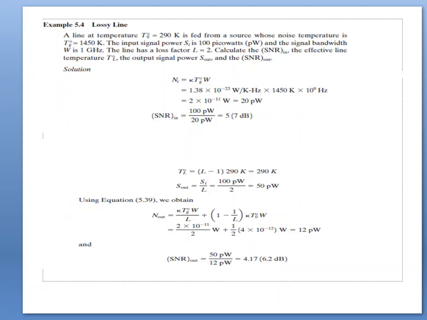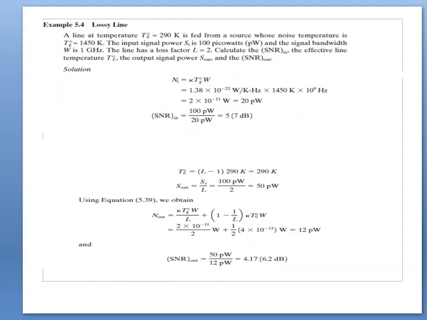So once we get the value of N out, we calculate the SNR out, that is 50 picowatt divided by 12 picowatt, that is 4.17. See that SNR of input is equal to 7 dB and SNR output is equal to 6.2 dB. So once we calculate the SNR in and SNR out, there is a possibility to calculate the figure of merit, SNR in divided by SNR out. They may extend the question to calculate the figure of merit. This is one type of example.